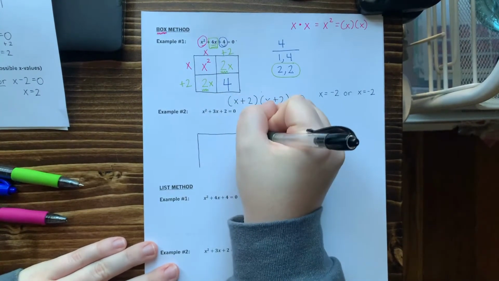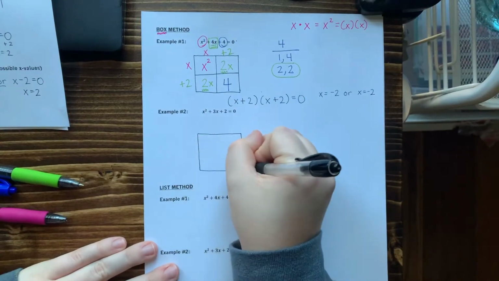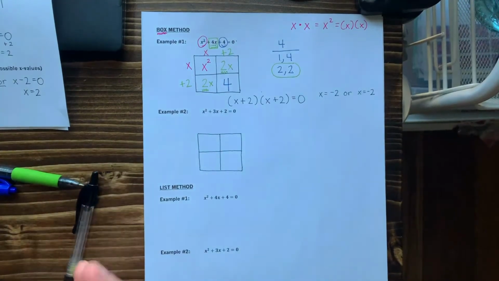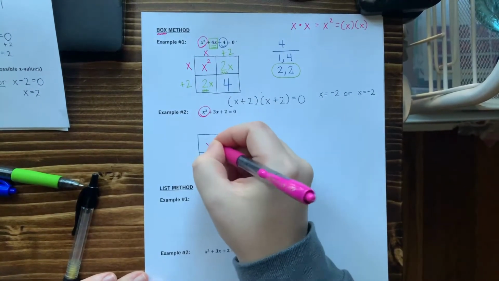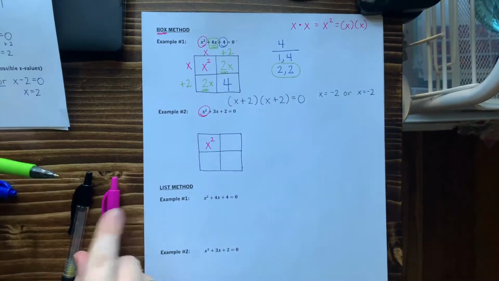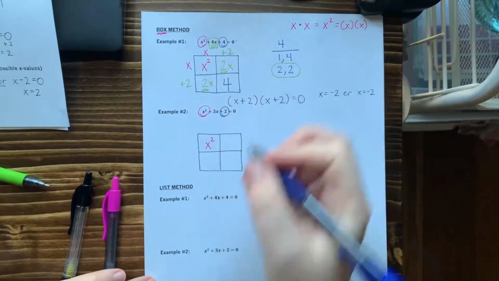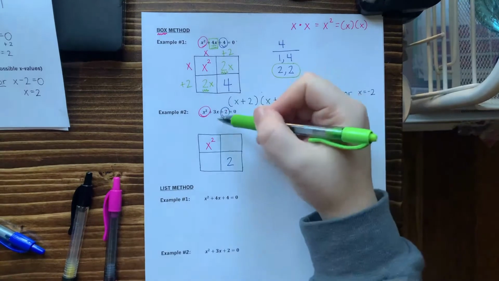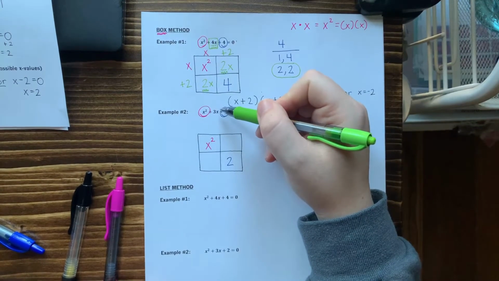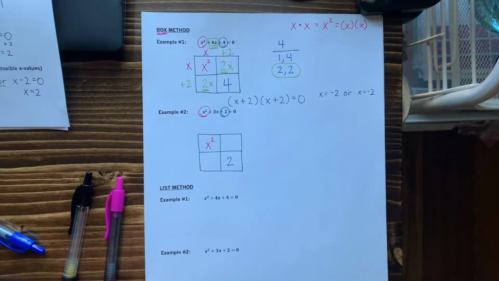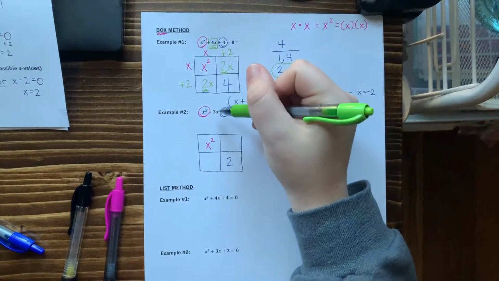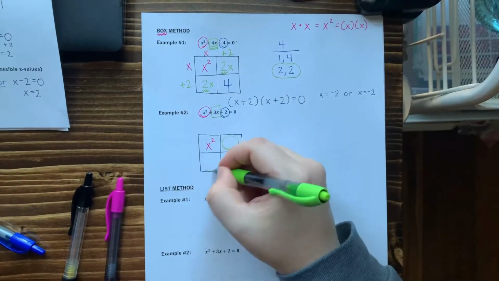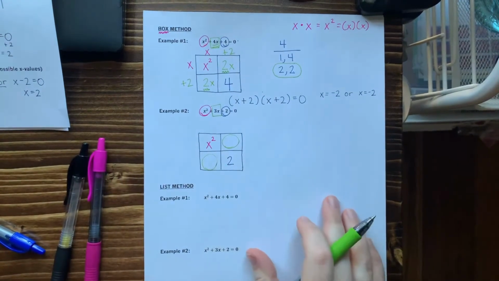So let's do another box method example. I'm going to draw our box. Again, my first term, my x squared, is always going to go in my first box. My last term, just the whole number, is going to go in my last box. Then I've got to figure out how to split up 3x to go into these 2 boxes.